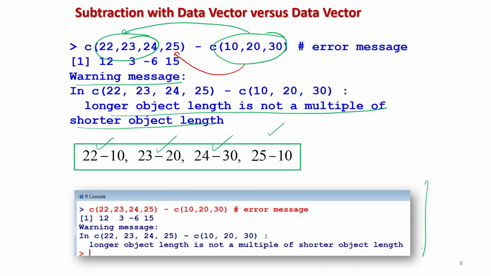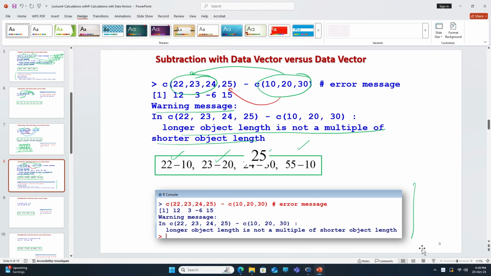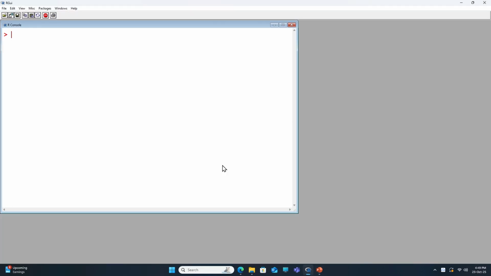So, let me first try to do all this calculation on the R console so that you become more confident, and after that I will go on to other operations. If I take two data vectors, c(1, 2, 3, 4) plus c(3, 4, 5, 6), you can see the answer like this. All the values at the respective positions are added together.